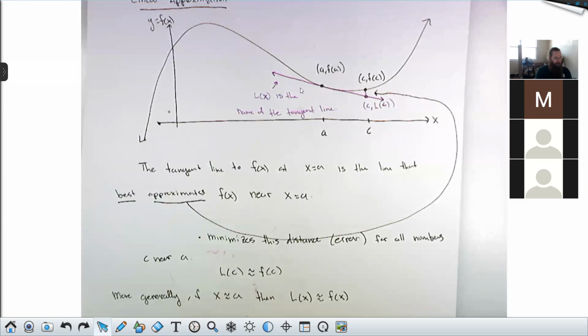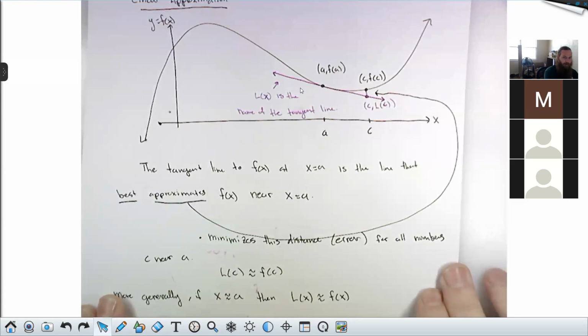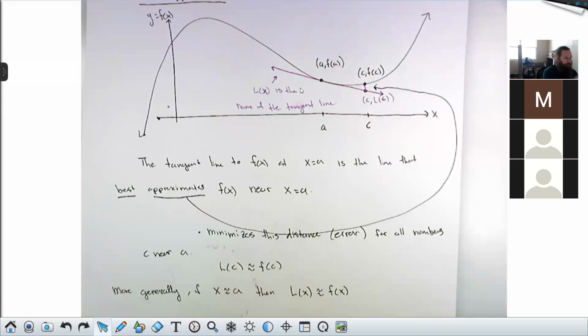So let me show you what this looks like in practice. I'm going to use it to do precisely what we said. I'm going to compute some square roots. Anybody need more time writing these things down?